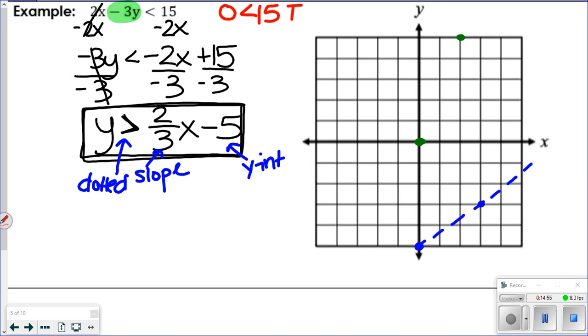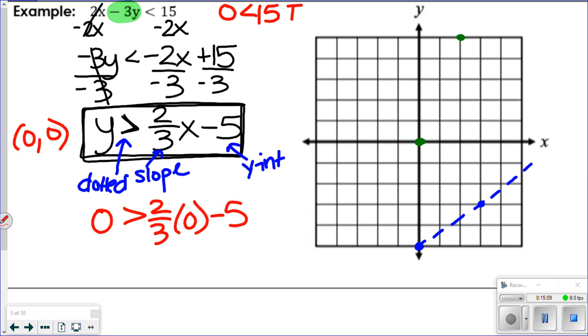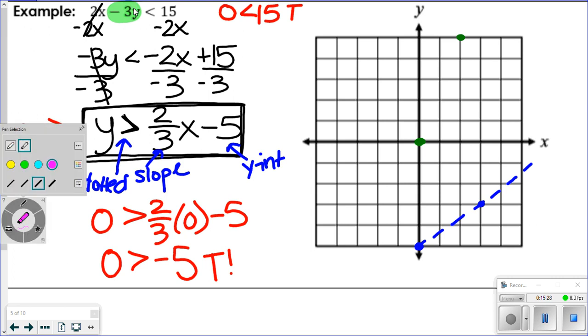Or we could also plug in 0, 0 down here to this new slope-intercept form that I plugged in. So 0 is greater than 2/3 times 0 minus 5. Well, that's 0 is greater than -5. Is 0 greater than -5? Yes, this is also a true statement. So either way, we're shading towards that 0, 0, or towards that 2, 5, however you want to think about it.